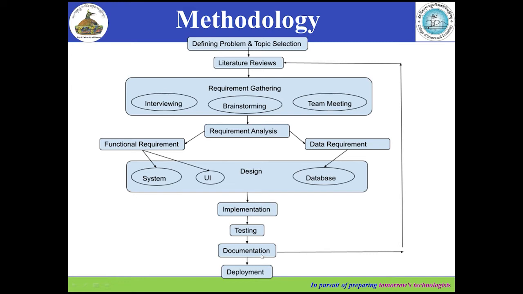Then it was followed by requirement analysis, where we divided the requirements into two categories: functional requirements and data requirements, where system and UI design come under functional requirements and the database comes under data requirements. Then implementation, where we did the coding, followed by testing: unit testing, integration testing, and system testing are done in the testing part. Documentation was started from the beginning of our project till deployment, and then it was followed by deployment.